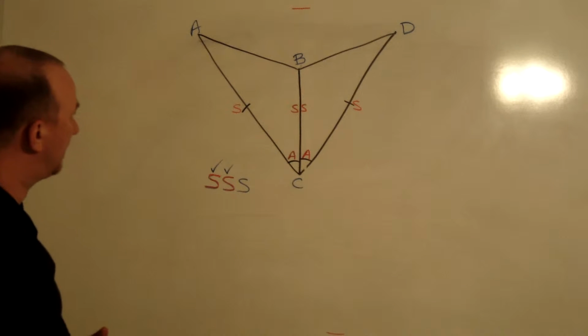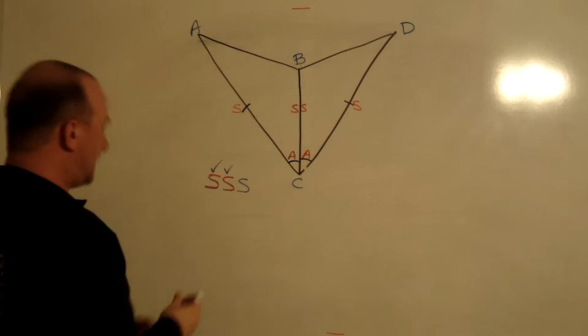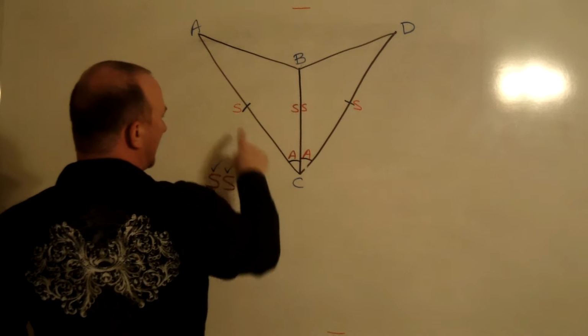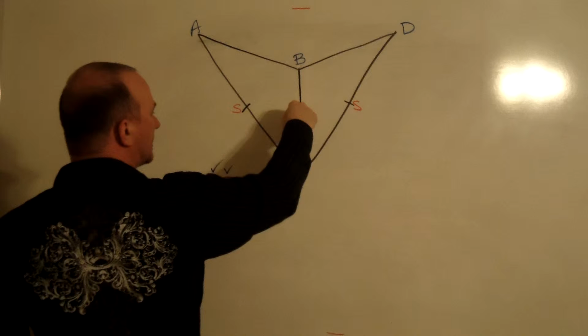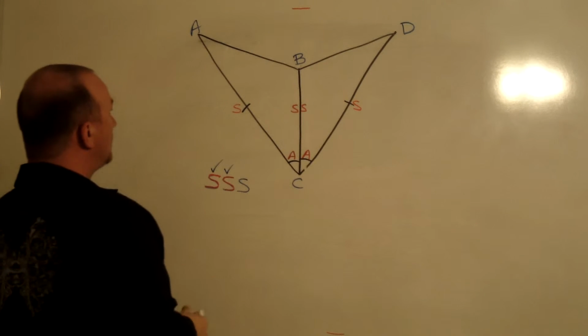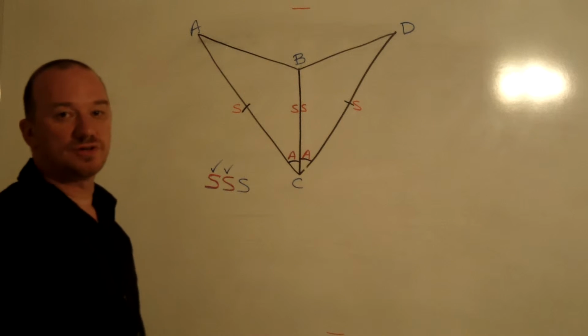And if you see, this is the second theorem that you learn. Side, angle, and another side. Side, angle, and another side. So these two triangles are definitely congruent to each other.